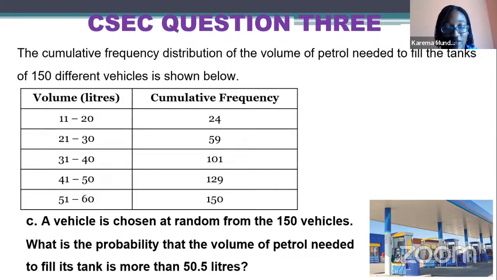And you know, my usual question is going to be where on the table? Which class interval do I need to focus on if I want to find vehicles that needed more than 50.5 liters of petrol? Which class interval am I looking at? Miss, from 51 to 60. All right, 51 to 60. So I'm looking right in that category.